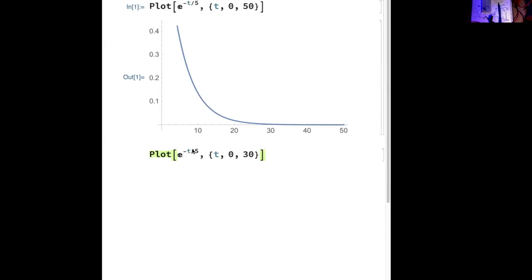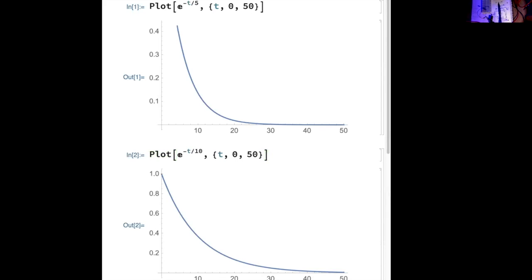I'm gonna plot this here. I'm gonna change my constant. I'll keep this 50, and then I'm gonna plot another one. I'm gonna make this constant bigger here. Oh, so if I make R over C bigger, it takes longer for the current to go down.